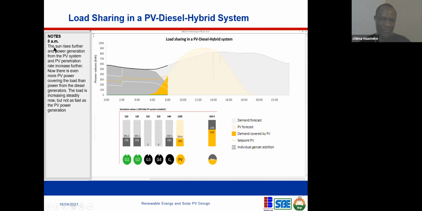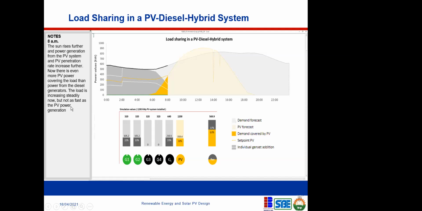Now this is 8 a.m. The sun rises further, and power generation from the PV system and the PV penetration rate increases further. Now there is even more PV power covering the load than power from the diesel generator. This load is increasing steadily now, but not as fast as PV power generation.